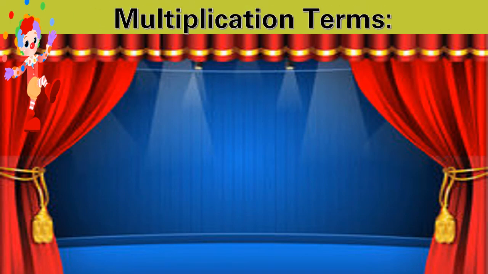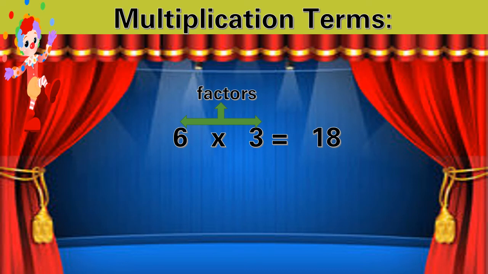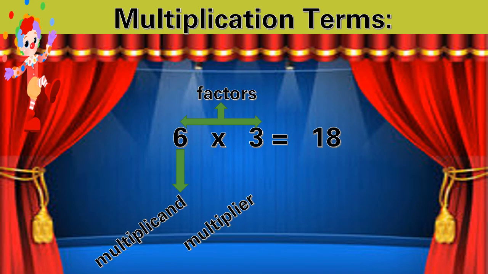There are three parts to a multiplication sentence. 6 and 3 are known as factors. 6 is the multiplicand. 3 is the multiplier. 18 is the product.